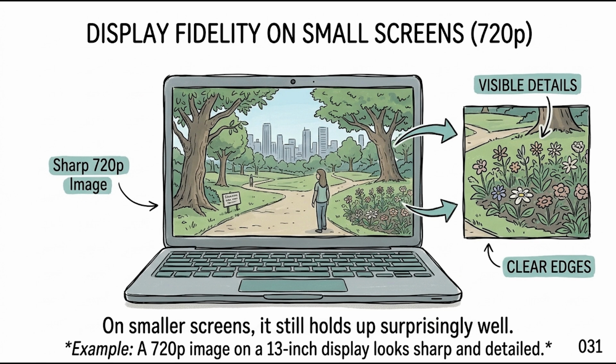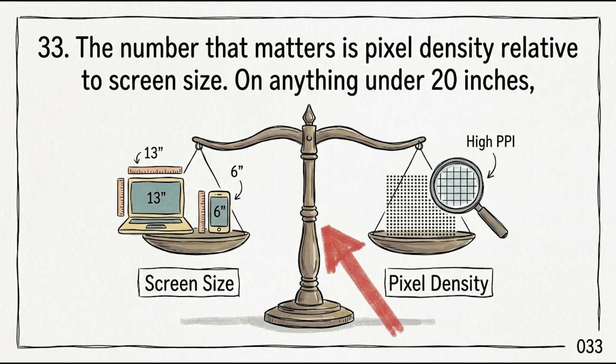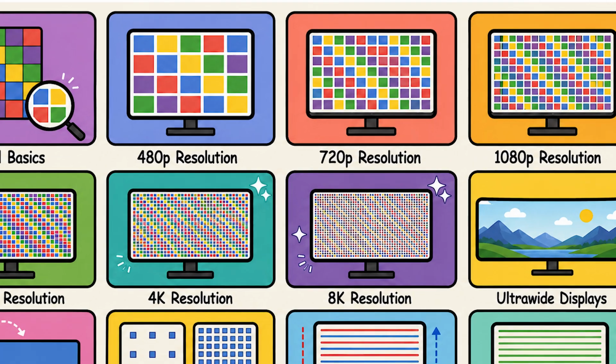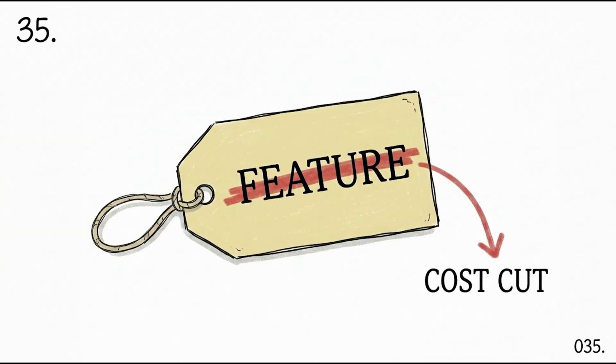On smaller screens, it still holds up surprisingly well. A 720p image on a 13-inch laptop looks perfectly sharp. Your eyes simply can't pick out individual pixels at that size and distance. The number that matters is pixel density relative to screen size. On anything under 20 inches, 720p is still serviceable. Past that, it falls apart fast. Budget laptops still ship with 720p class panels today. That's not a feature. That's a cost cut.